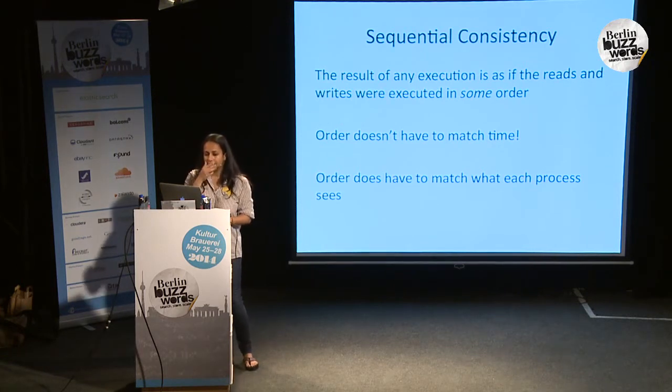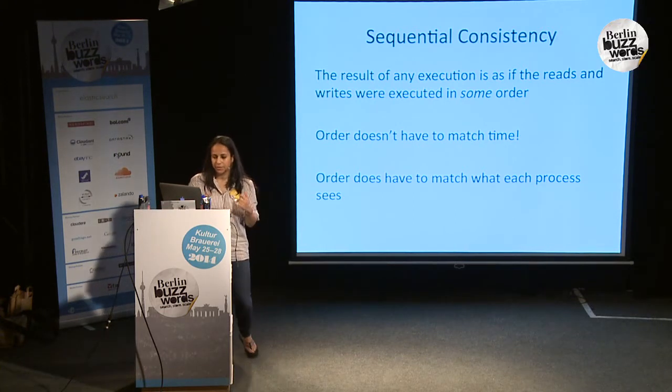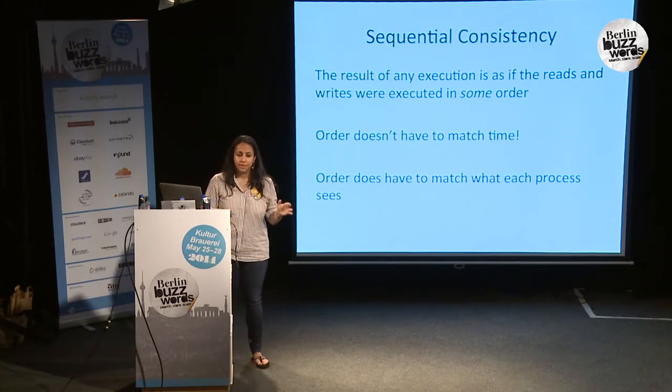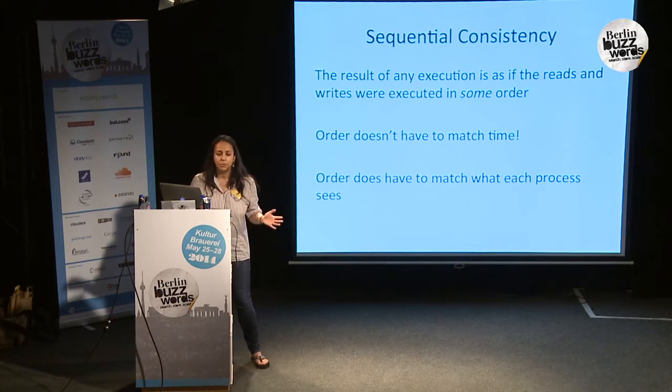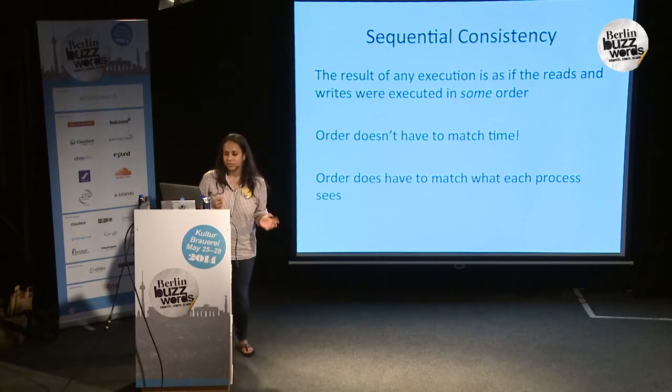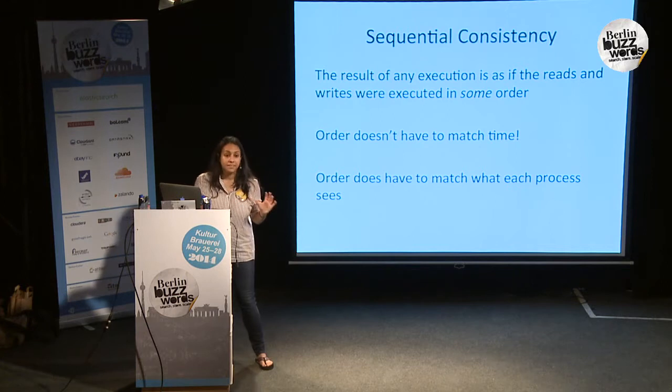One key thing with sequential consistency is that order doesn't have to match time. We'll see what that means in a bit. But order does have to match what each processor sees. That means that if multiple processors are reading and writing the same location in memory and interleaving their reads and writes, sequential consistency says that the processors should see the reads and writes in the same order.